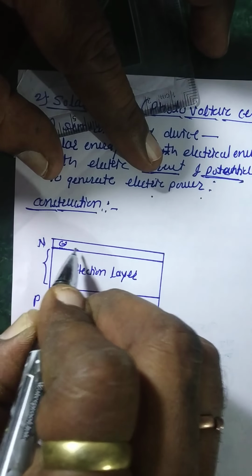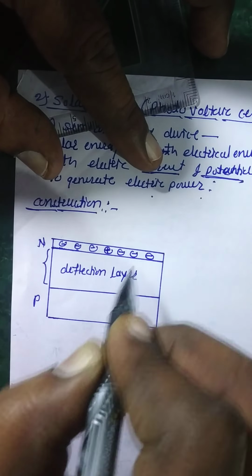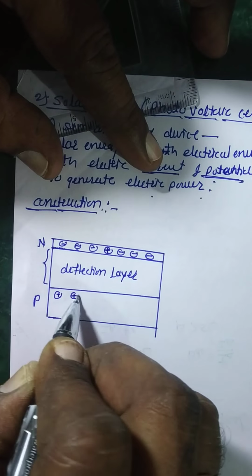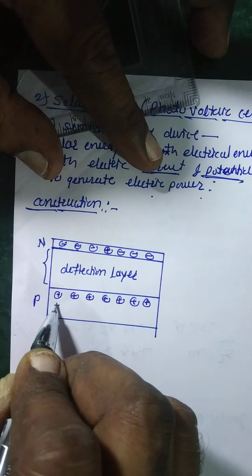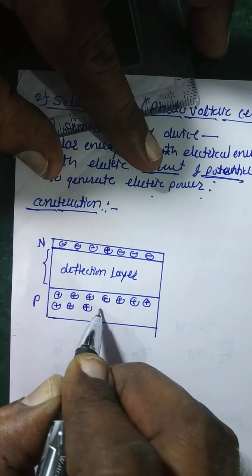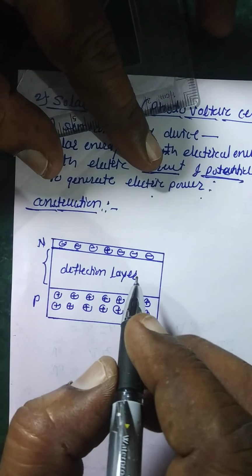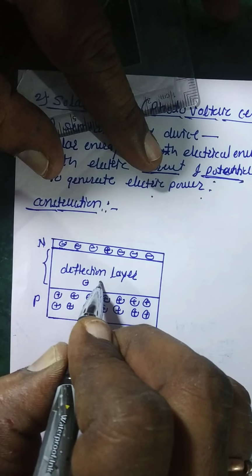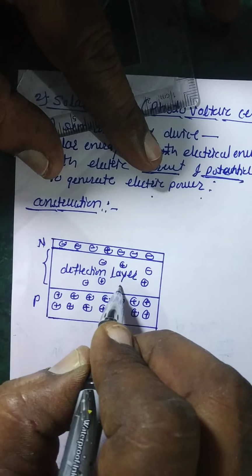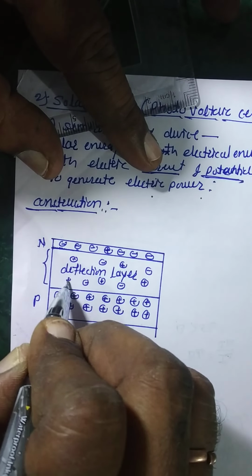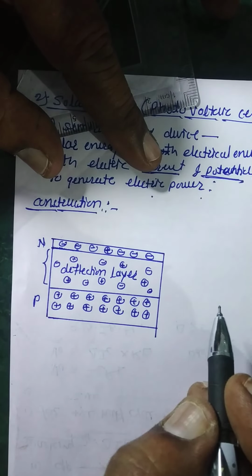N-type contains negatively charged electrons, and here are positively charged holes. Here electron hole pairs are generated. The depletion layer contains both types of minority charge carriers, that are negatively charged electrons and positively charged holes.